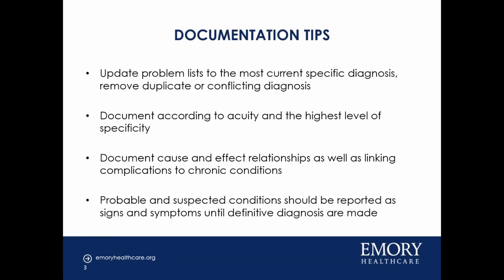Some documentation tips include: update the problem list to the most current specific diagnosis. Remove duplicate or conflicting diagnoses. Document according to acuity and the highest level of specificity. Document cause and effect relationships as well as linking complications to chronic conditions. Probable and suspected conditions should be reported as signs and symptoms until a definitive diagnosis is made.